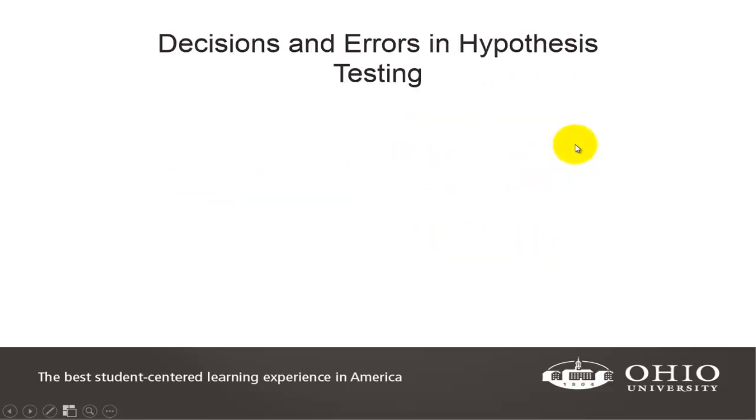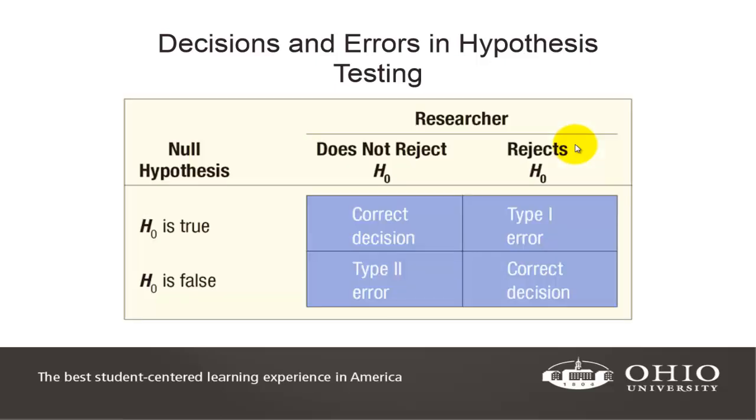Okay, decisions and errors in hypothesis testing. I told you a few minutes ago that as long as you're sampling, there's always a risk of an error. Let's look at what can happen. If the null hypothesis that you've created is in fact true, and you do not reject, remember I didn't say accept, I said we don't have enough evidence to reject. If it's true and we don't reject, that obviously is a correct decision.